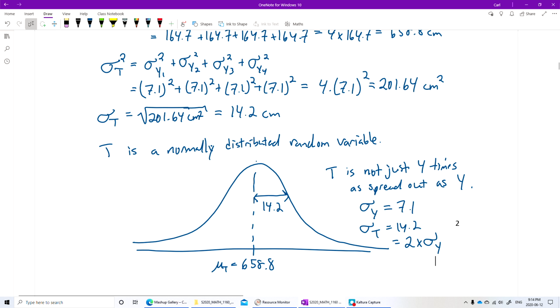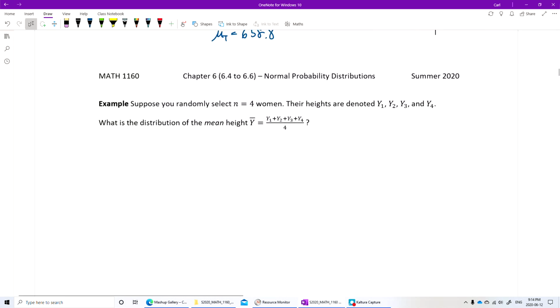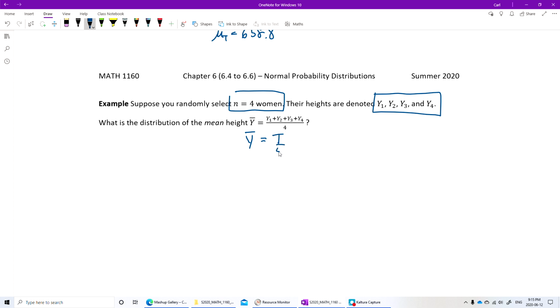Okay, so now suppose again, you randomly select 4 women. We just did this, right? Again, their heights are denoted y1, y2, y3, y4. Now we're getting closer to statistics. What is the distribution of the mean height, the average, which is the sum divided by 4? So notice that y bar, the sample mean, is the total divided by 4.